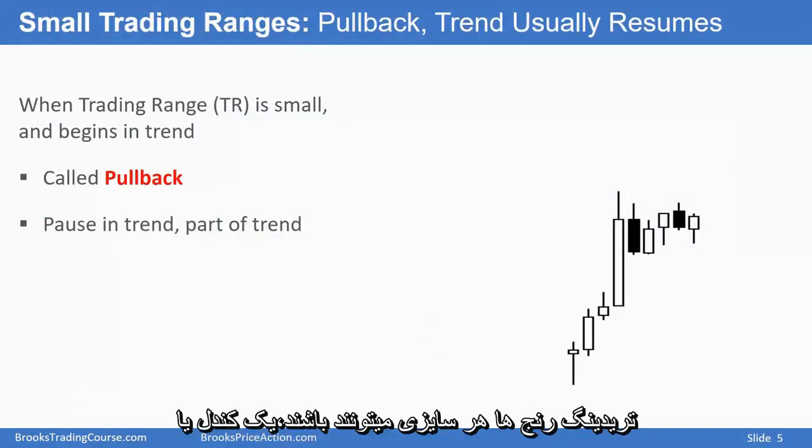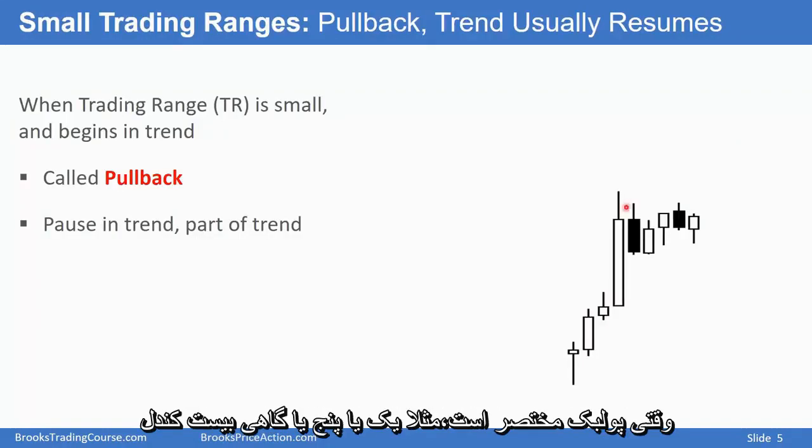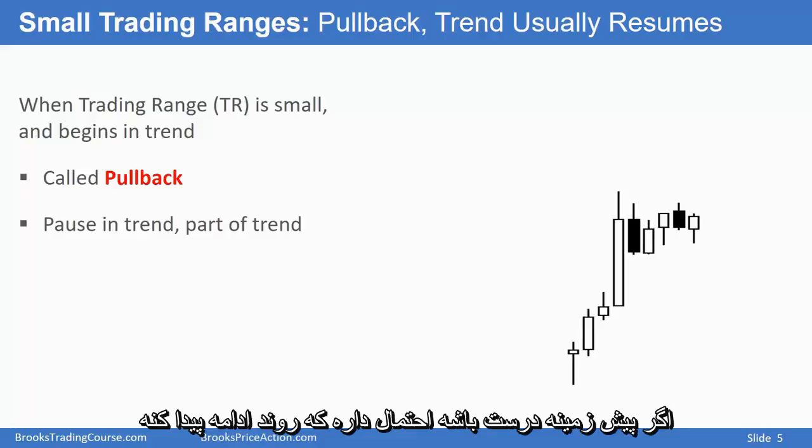Trading ranges can be any size. They can be a single bar. They can be 100 bars or more. When the pullback is brief, like 1 bar, 5 bars, even sometimes 10 to 20 bars, if the context is right, the odds are the trend will continue.